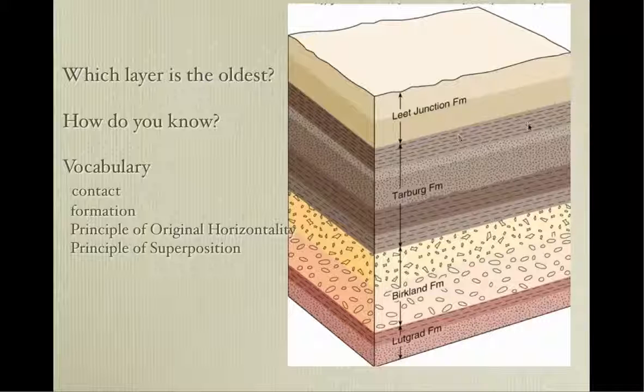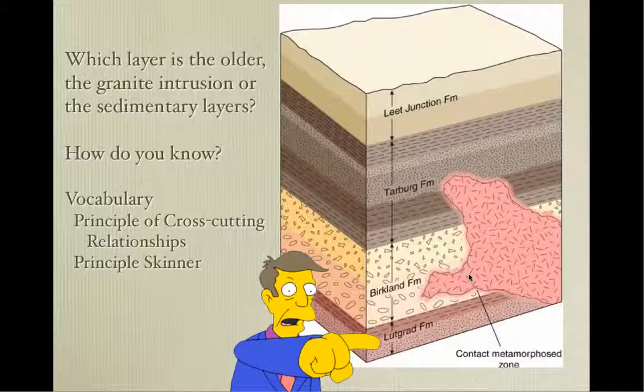Any face between two rocks is called a contact, and any big group of rocks is called a formation. For example, this is called the Tarberg Formation because these rocks are kind of mixed if you go look at them carefully. This thing is called the Birkeland Formation. And this is Principal Skinner, different from the principle of cross-cutting relationships. It is appropriate because you remember earlier we had the Skinner Formation, which is kind of cool.